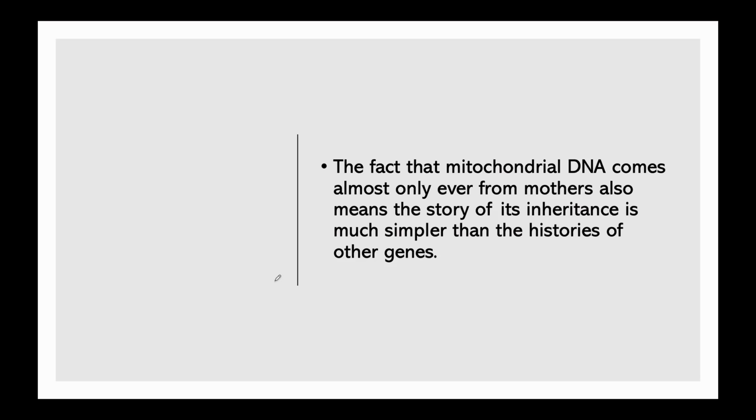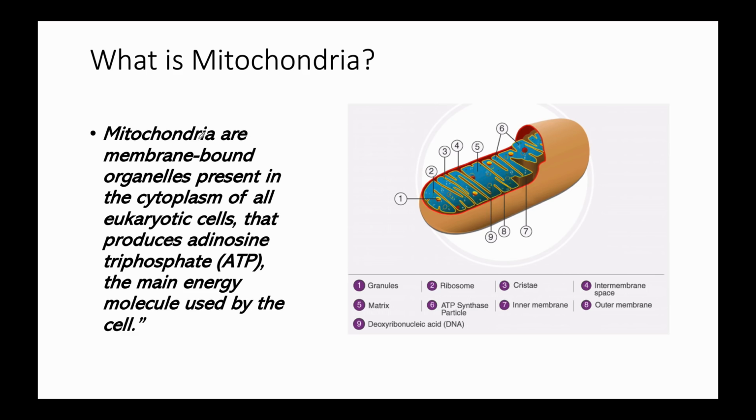Now, why was mitochondrial DNA studied? The fact that mitochondrial DNA comes almost only ever from mothers, as I already told you, means the story of its inheritance is much simpler than the histories of other genes, which are in a mixed form from mothers and fathers. This implies that every bit of our genetic material may have a different origin and have followed a different path to get to us.